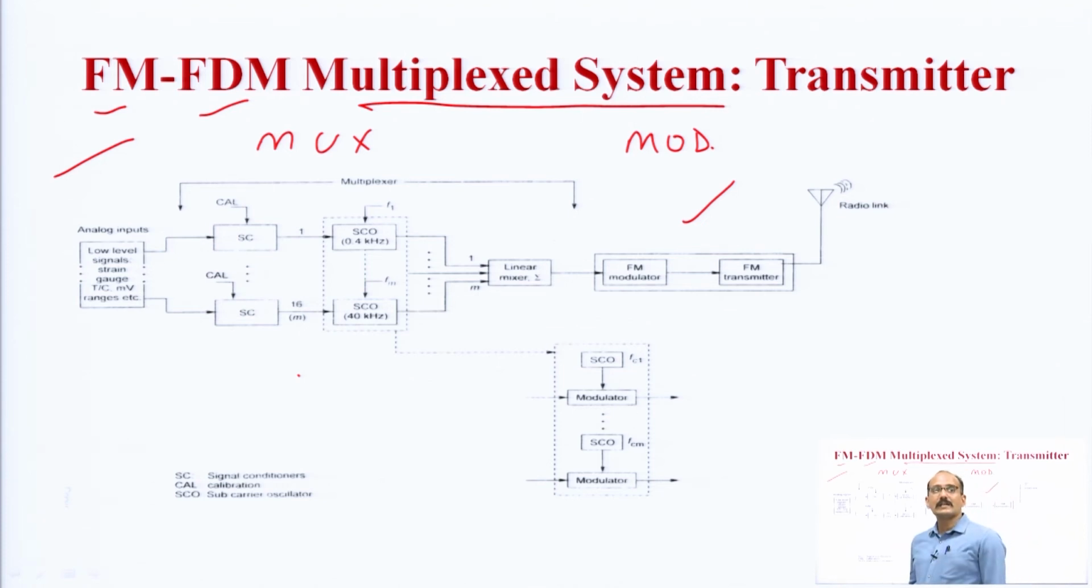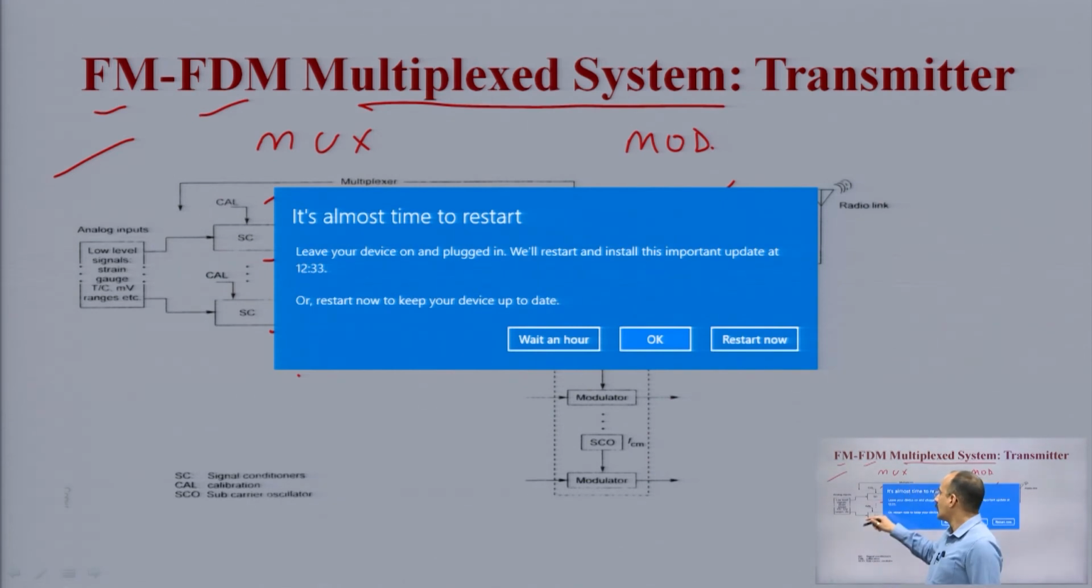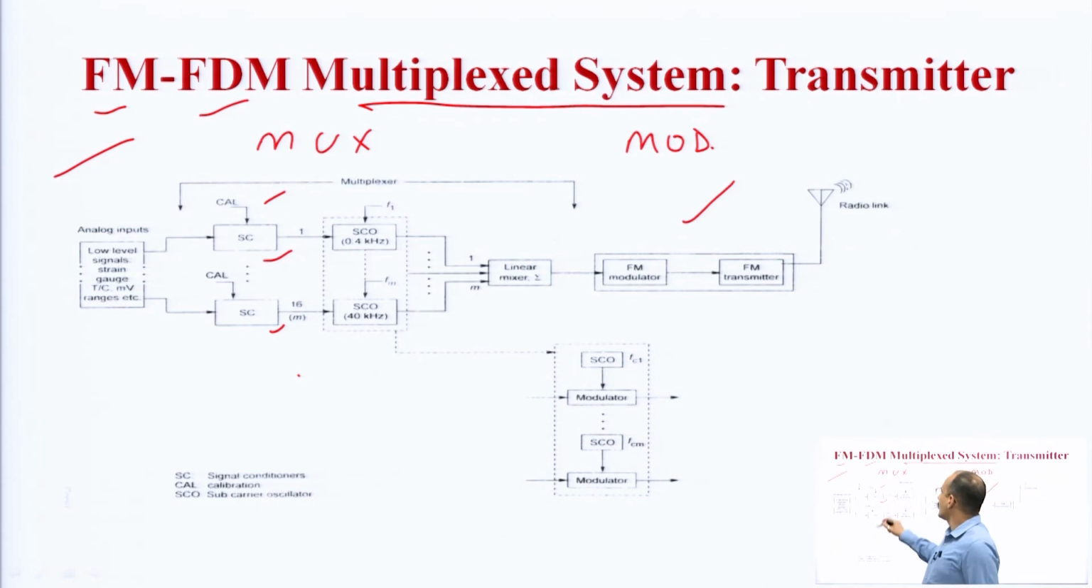Multiple input signals are going to apply to the signal conditioner units. For each sensor input, we have an individual signal conditioner unit, which is going to be adjusted by using a calibration signal. That calibration signal is basically calibrating the signal conditioner for the multiplexing part.